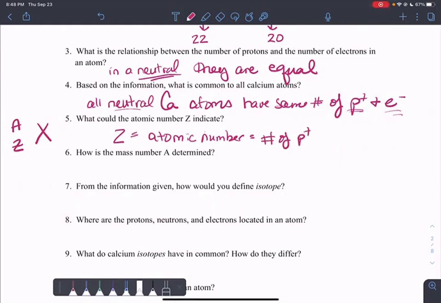So how is the mass number A, this one, determined? Well, this is just an addition problem, right? It's our number of protons plus our number of neutrons. Okay. So from the information, how would you define isotope?